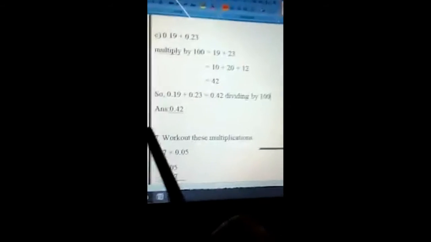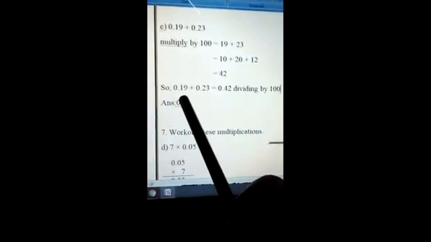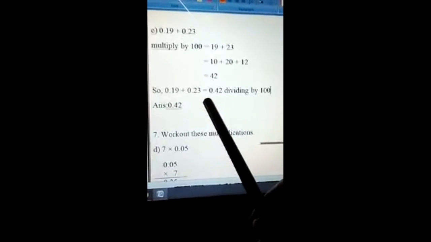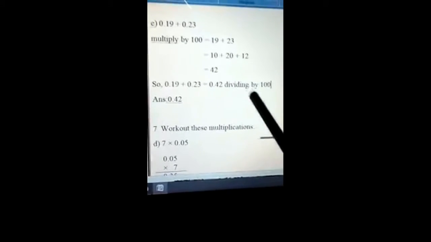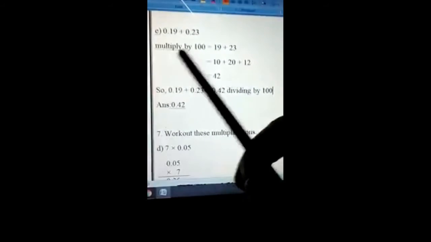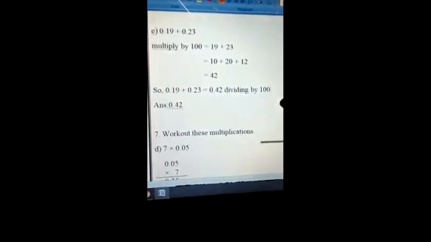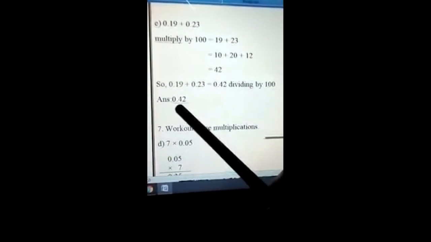The answer is 42. So again, 0.19 plus 0.23 is equals to 0.42, dividing by 100. So first we multiply to make it a whole number, and then after doing the calculation we need to write the answer in decimals. So we are again going to divide it by 100. So here answer is 0.42.